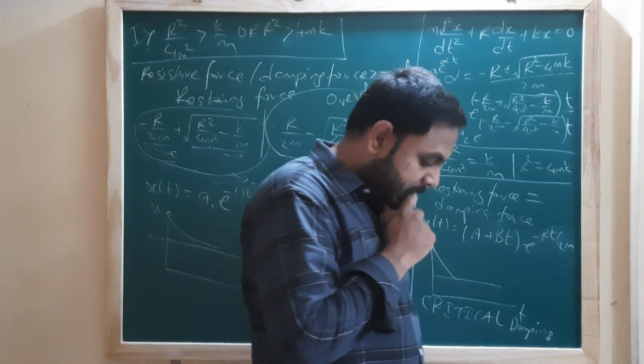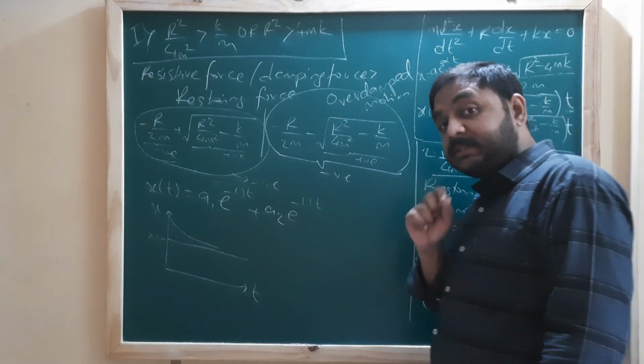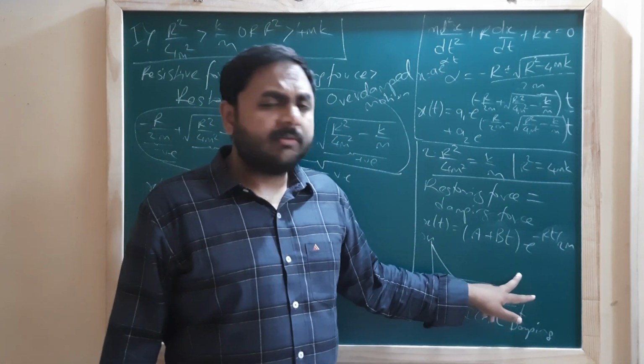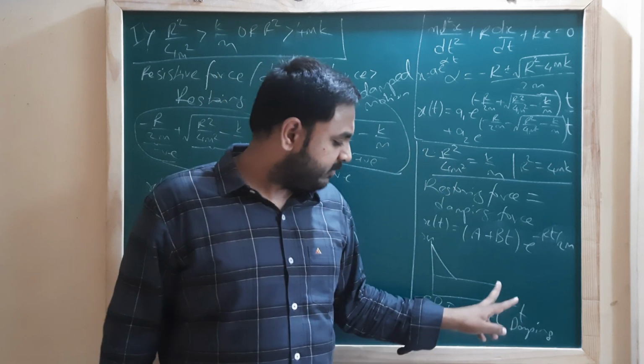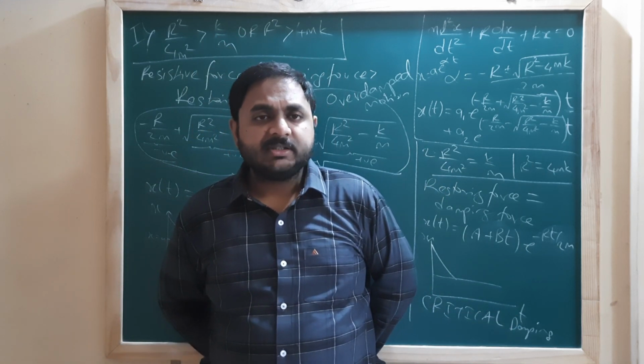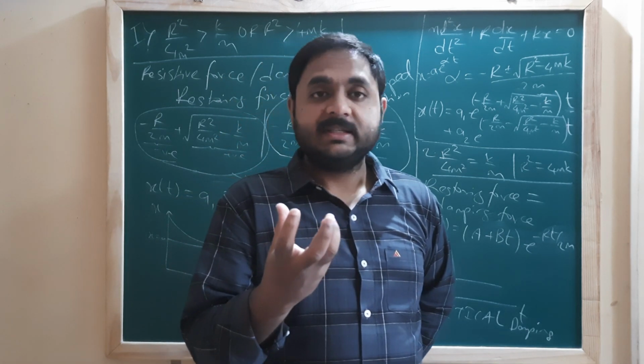Now, let us look at the second kind of motion, which is critically damped. This is much more common, and this is something we look at very often around us. Where do we see this critical damping? See, critical damping is first of all seen very commonly in shock absorbers inside vehicles.